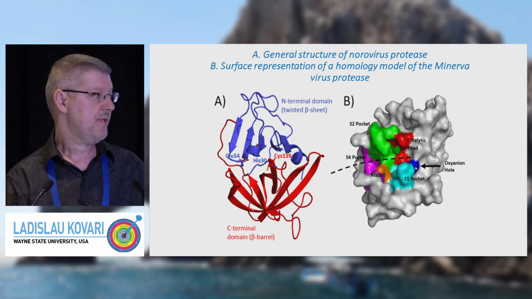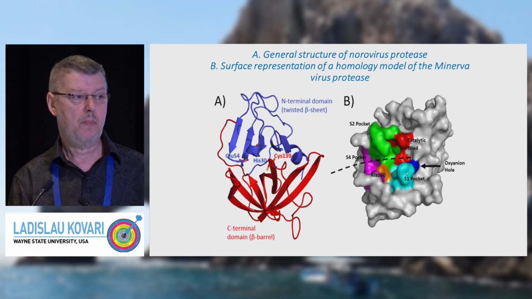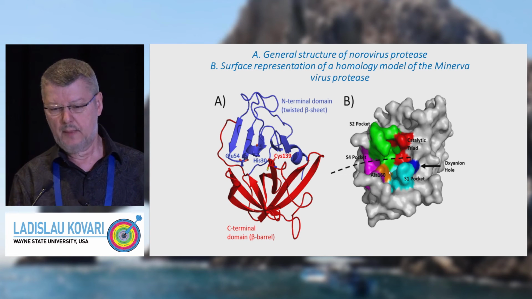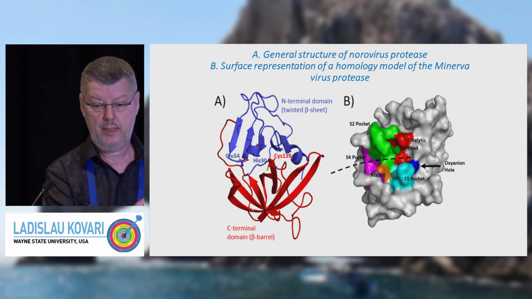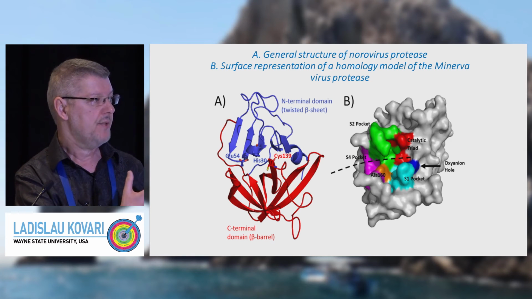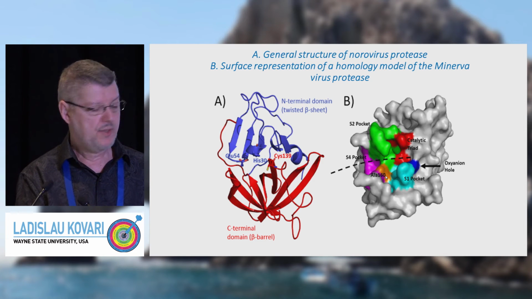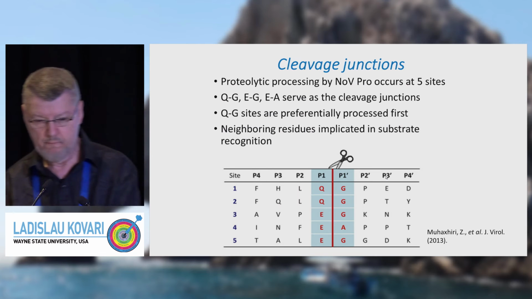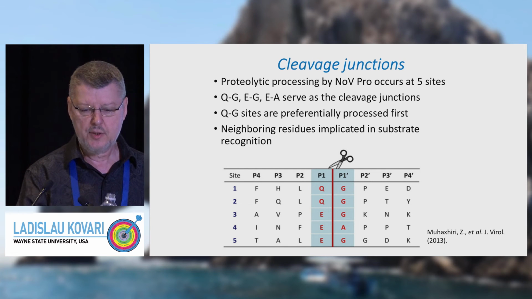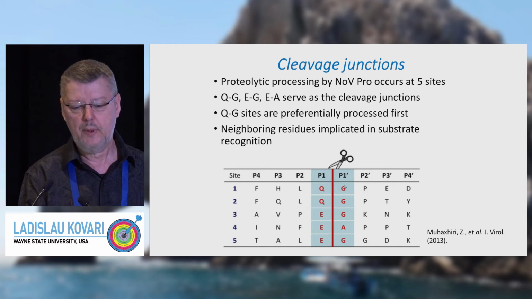The dotted line represents the binding of the viral polyprotein, and the various pockets, S1, S2, and S4, represent the binding of the polypeptide chain. S3 is not well defined. It's the S3 pocket that is very shallow. These are the cleavage junctions, and I'd like to focus your attention on P1 and P1 prime.